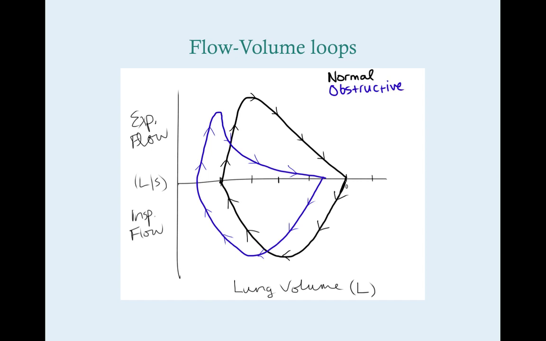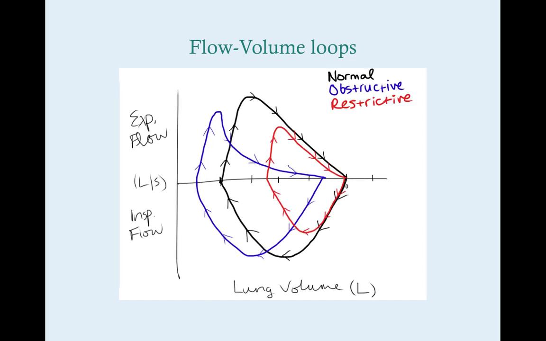Now, with restrictive lung diseases, what you have is an inability to get enough air in, or to get the same amount of air in that you would get normally. So you start out at 0.0, and you're not able to get as much volume in. Whereas the obstructive disease was more of a flow problem, the restrictive disease is more of a volume problem. So we're not able to inflate the lungs as much as we would normally be able to.